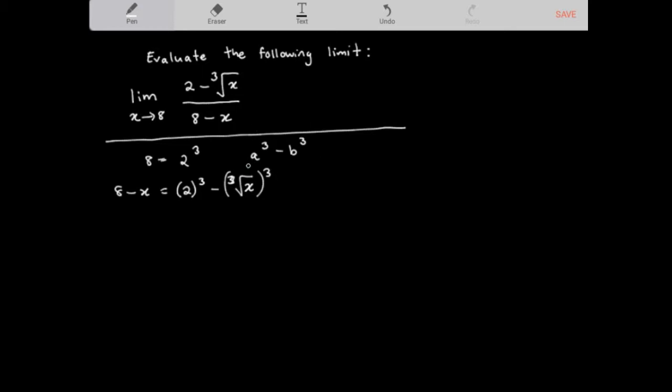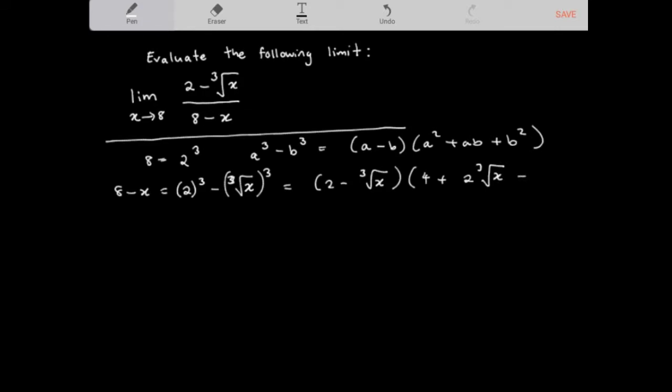So we know that the factored template of a cubed minus b cubed, which is a difference of cubes, is basically a minus b times a squared plus ab plus b squared. Having said this, I'm going to factorize this. So we're going to get 2 minus cube root of x, then a squared, which is the 2 here, so we get 4, plus ab, which is 2 times the cube root of x, plus b squared, which is the square of the cube root of x, which you can write as cube root of x squared. Okay? So this is the expansion of the denominator.